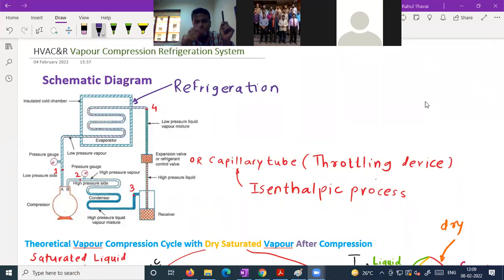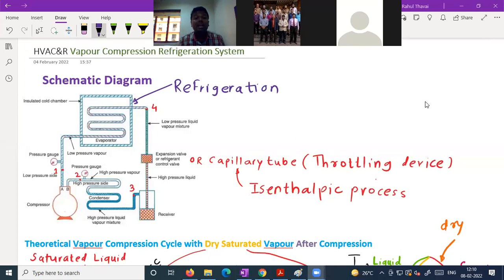In the evaporator, we have the tubes inside which the refrigerant is there. What does it do? It abstracts the heat from the food items. So when that refrigerant abstracts the heat from the food items, it gets evaporated. What happened with the food items? It gets cooled.